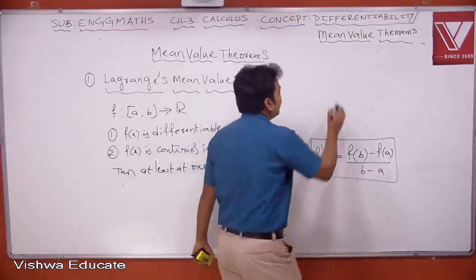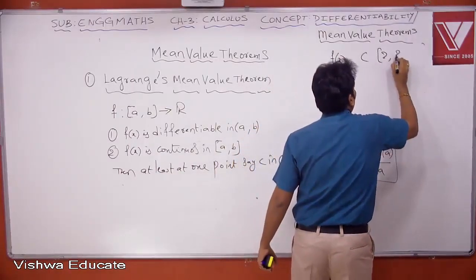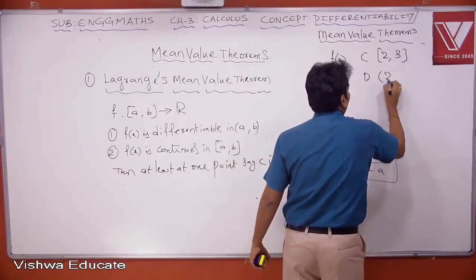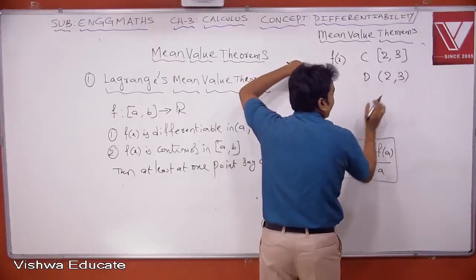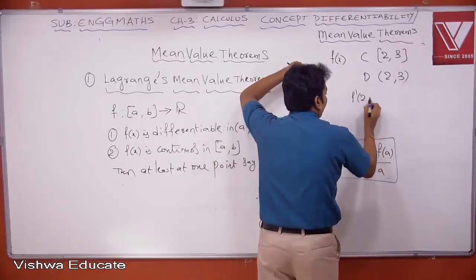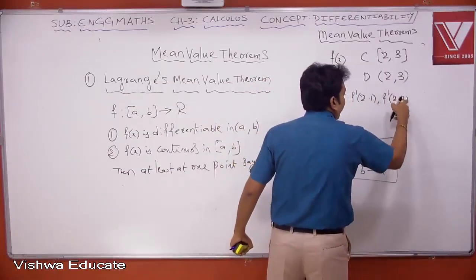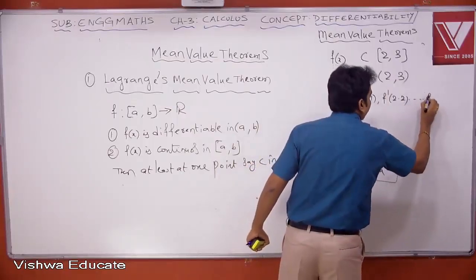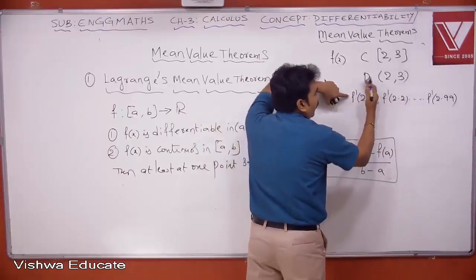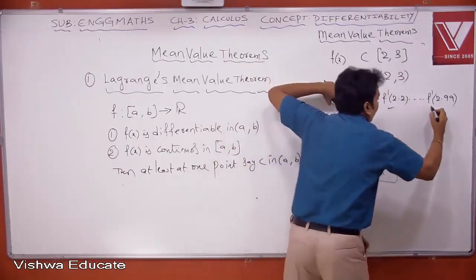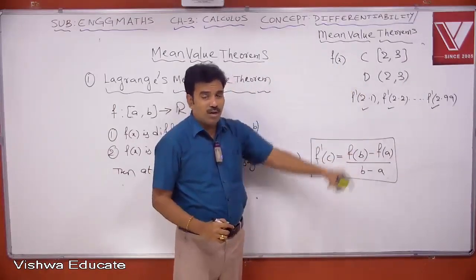I will tell you one example. Suppose f(x) is a function which is continuous in closed interval [2, 3]. Assume that this is differentiable in open interval (2, 3). Then f'(2.1) is finite because 2.1 belongs to this interval. f'(2.2) is a finite number because it is differentiable in this interval. If you continue like this, up to f'(2.99), the function has a derivative at all points above 2 and below 3. All these values are finite numbers. That is the meaning of f(x) being differentiable in open interval (2, 3).